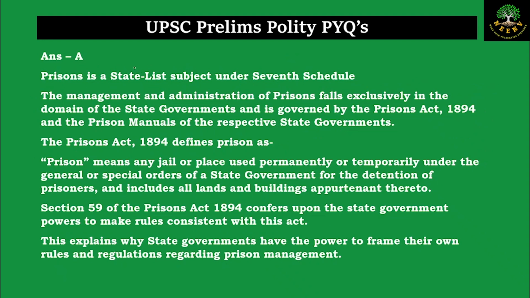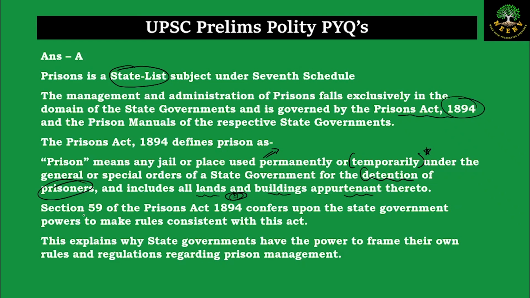Like I said, prisons is a subject in the state list under the Seventh Schedule lists. The management and the administration of prisons are exclusively kept under the domain of the state government, and they are managed by the Prisons Act of 1894, which was made during the British time. A prison can be a permanent place or a temporary place as defined by the state government for the detention of the prisoners, and includes all the lands and buildings appurtenant thereto. That means whatever land is located there and the buildings on the land, everything will be considered as prison. So it can be a permanent place designated as prison, or a temporary place declared as prison by the state government, for the detention of the prisoners.